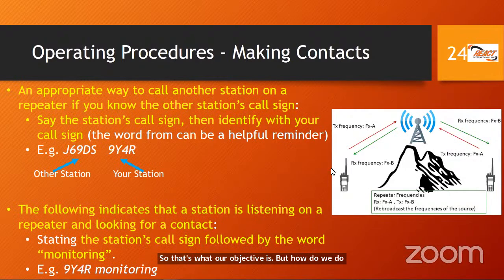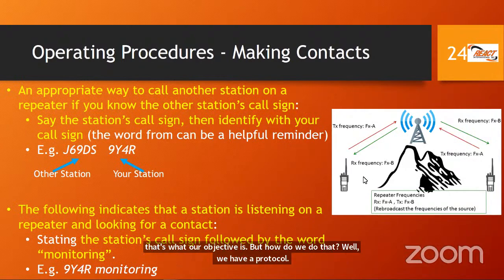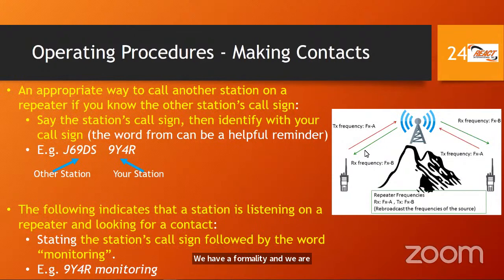Well, we have a protocol, we have a formality, and we are trained radio operators, so we must follow that amateur radio protocol. Identification. And when you get your amateur radio license, you get a call sign. My call sign is 9Y4R, or 9 Yankee 4 Romeo. My good friend Franz in St. Lucia is Juliet 69 Delta Sierra, J69DS. That's his call sign. So if I'm going to call Franz on the air, I will press my push to talk, make sure it's pressed properly, I don't speak too quickly, and then I will say Juliet 69 Delta Sierra, 9 Yankee 4 Romeo. That's how I'll make the call.